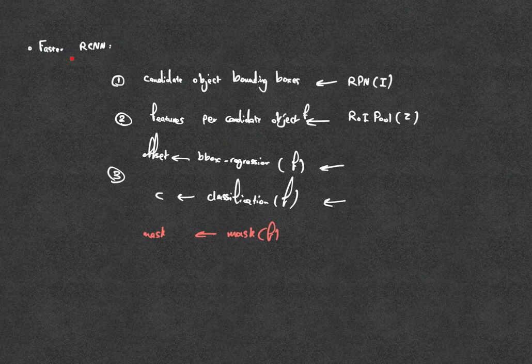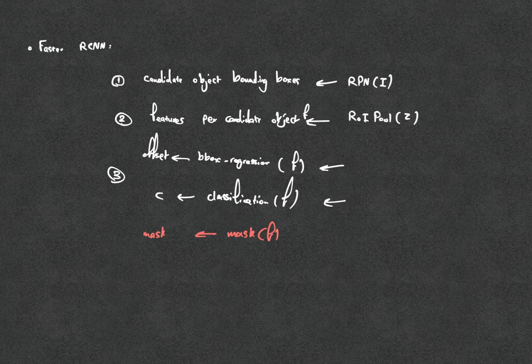Going over the Faster RCNN model, there are two key stages. One is that candidate object bounding boxes are created using a region proposal network that takes the image and outputs these. The next phase is using the ROI pool on the features of the image in order to obtain features for each one of the candidate object regions. So let's call it F. And then there are two parallel branches, one for regressing the bounding box offsets and the other one for classification of the class of that object within the bounding box.